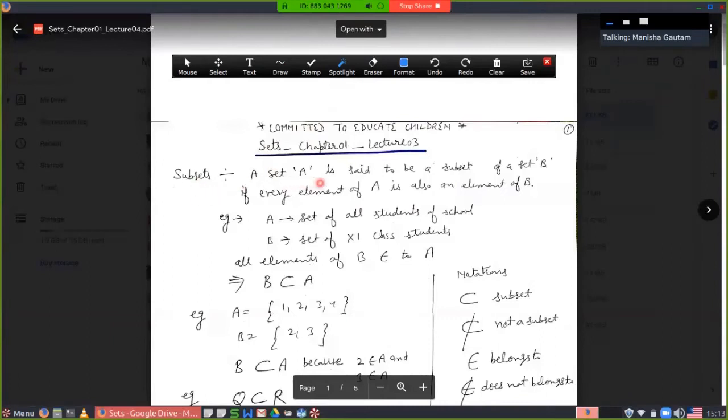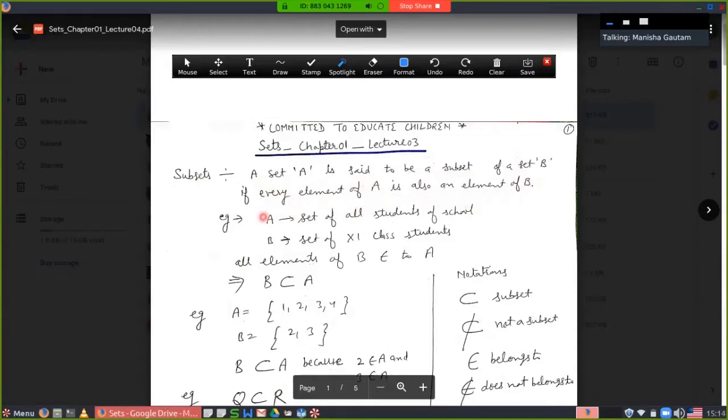A set A is said to be a subset of a set B if every element of A is also an element of B. If each and every element of A belongs to set B, then A is a subset of B. Read it carefully. A set A is said to be a subset of set B if every element of A is also an element of B. Then A is a subset of B.